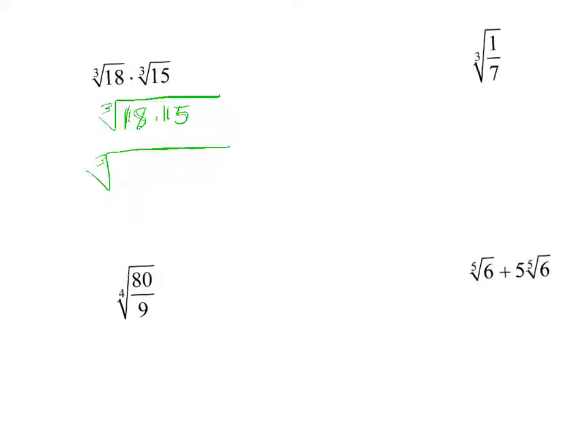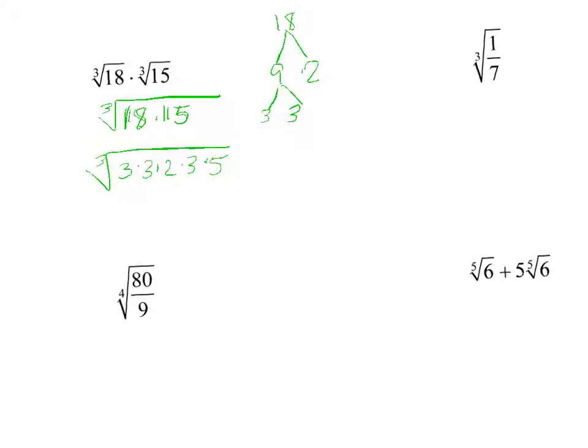Now, if you have troubles getting them in the primes, do the factor tree. So it's 18, and that'd be 9 times 2, and 9 is 3 times 3. So I can write 18 as 3 times 3 times 2. And then 15 is 3 times 5.